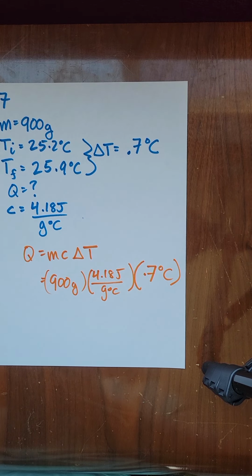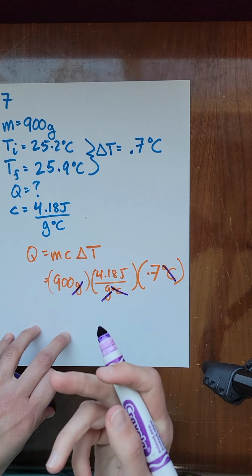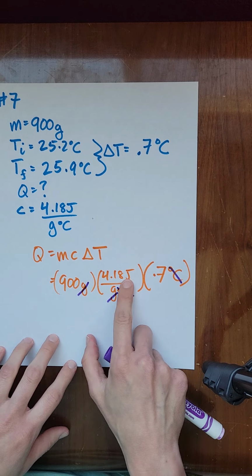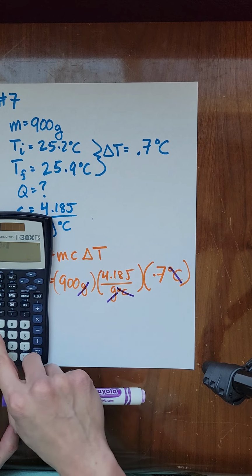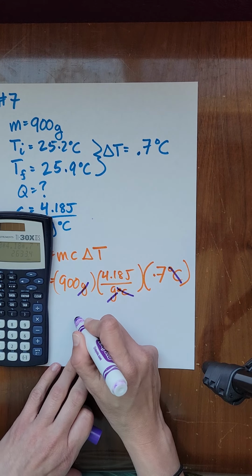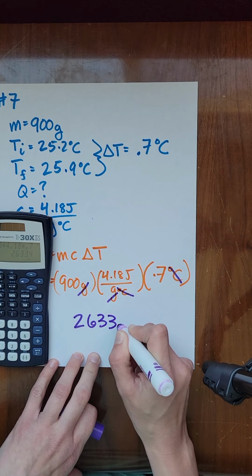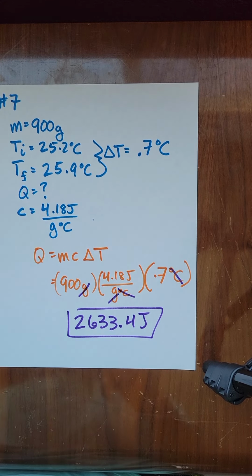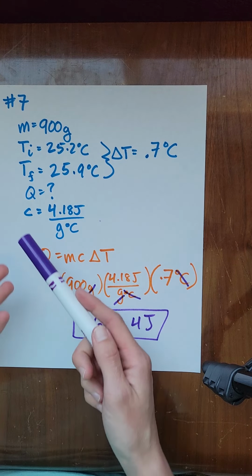If we are looking at our units and tracking them, we see that our grams cancel, degrees Celsius cancel, and the problem is asking how many joules of heat did the metal release into the water. If we look, that is the unit that we're left with. So we have 900 times 4.18 times 0.7. The answer here is 2,633.4 joules of heat.